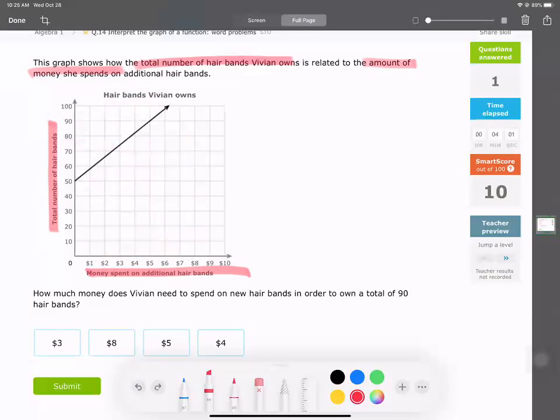So let's go ahead and answer the question. How much money does Vivian need to spend on new hair bands in order to own a total of 90 hair bands? So we're talking about 9 over here, $9. 90 is up here. So how much would she have to spend? She would have to spend $5.